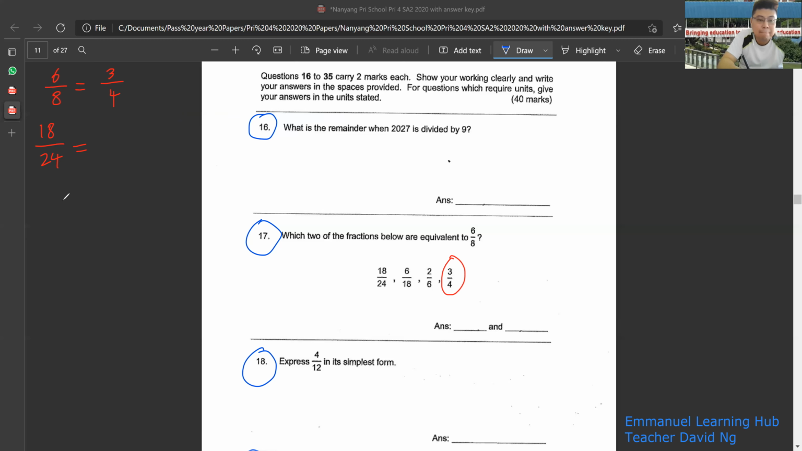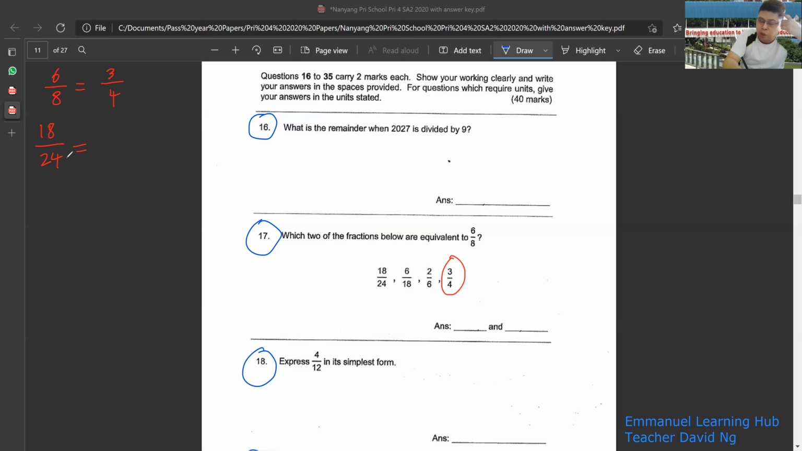How do I know the HCF is 6? Because 6, 12, 18, then got 18 over there. Then 6, 12, 18, 24, and 24 is over there. So you divide by 6.